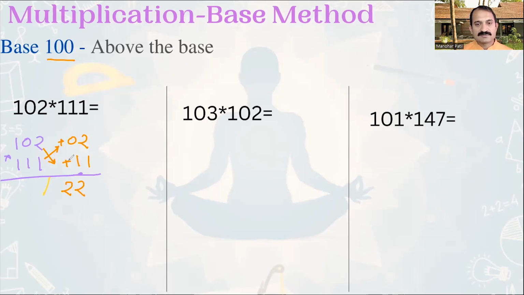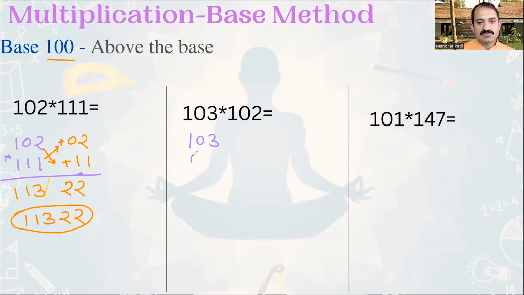So in the right part 11 times 2 is 22, and then for the left part of the answer we have to do cross addition. You can do either 102 plus 11 or 111 plus 2. You will get the same answer. So the final answer is 11322. That small slash with green color is just for understanding.